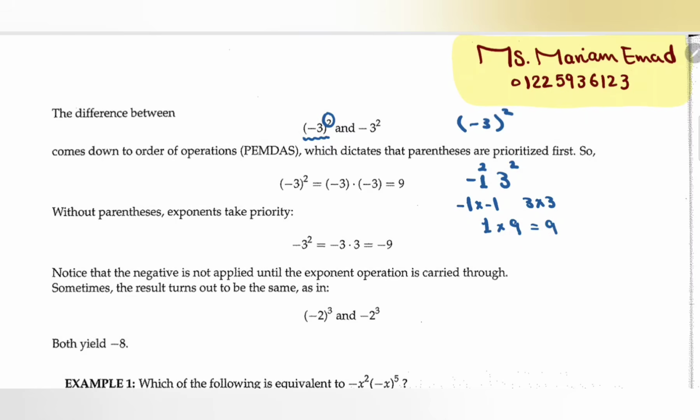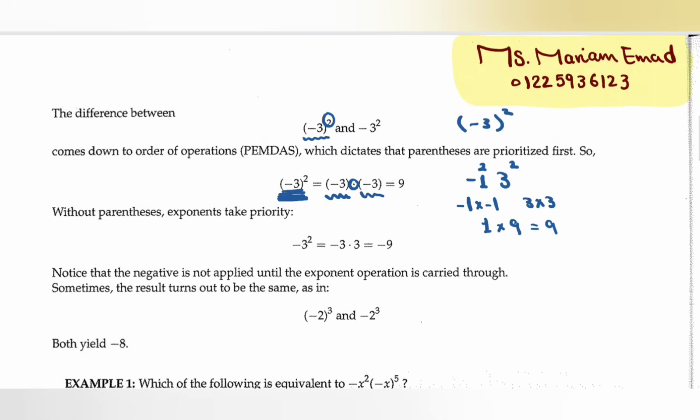Or, (-3) all to the power 2, that means -3 itself repeated 2 times. -3 multiply -3. Negative multiply negative, it will be positive, so the answer will be positive, and 3 multiply 3 equals 9.